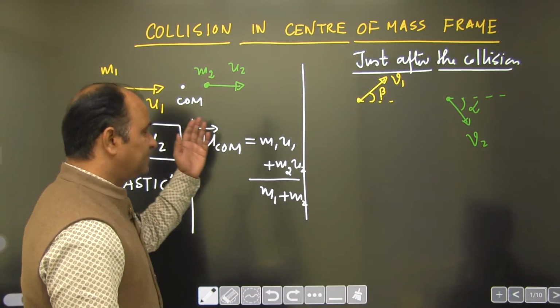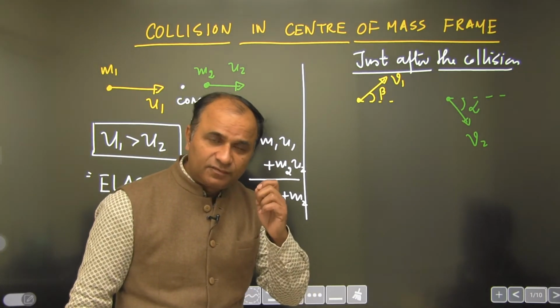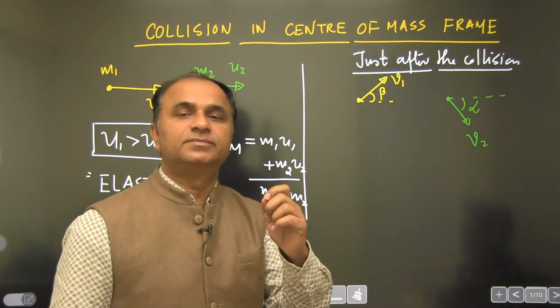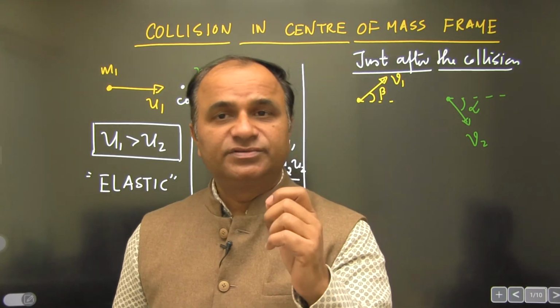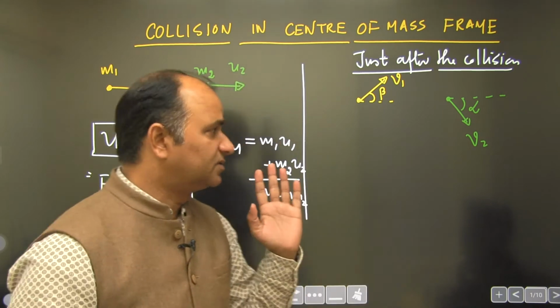And if I consider these two particles as a system, then there is no external force. As there is no external force acting on the system, this means the velocity of center of mass is not going to change after the collision, or just after the collision.